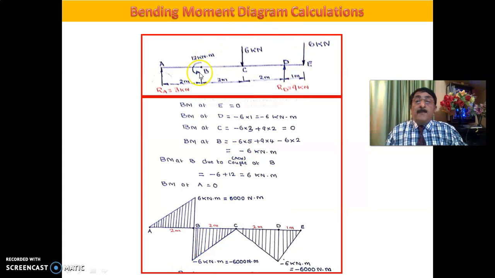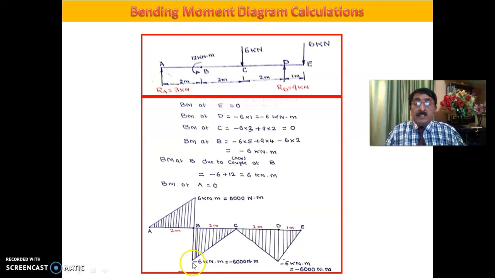Now the bending moment at B considering the moment also. See here, bending moment at B due to couple. The moment at B is already minus 6, plus 12. This is an anti-clockwise moment, no? That is why you take 12. Minus 6 plus 12 is 6 kilonewton meter or 6000 newton meter. Here it is minus 6 kilonewton meter.